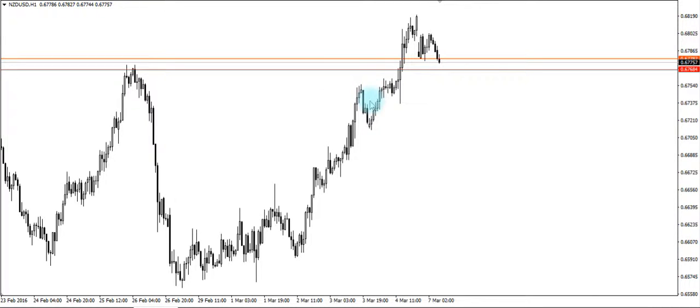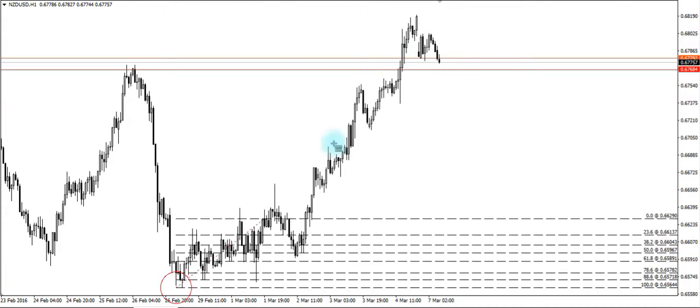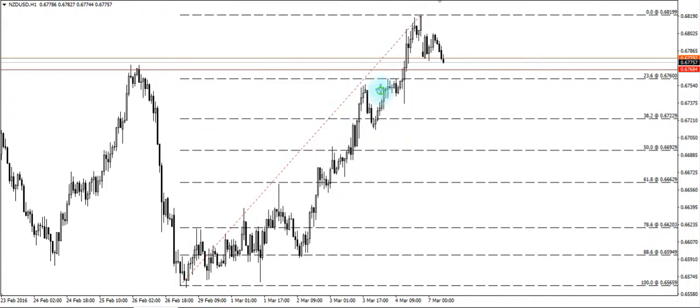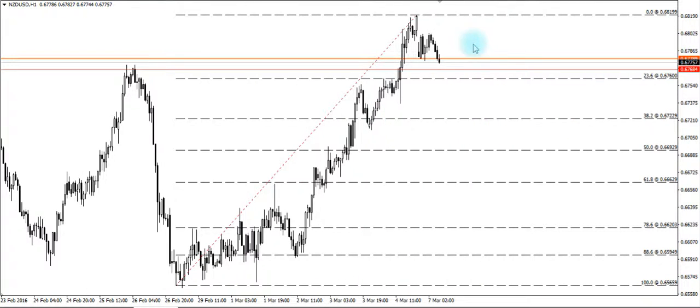So that's for the New Zealand dollar against the US dollar, but of course we can always use Fibonacci retracement. Maybe slightly a little bit lower will be at the retracement level of 23.6%, the price of 0.6760. That could be a good price to go for the buy as well. And that's for the New Zealand dollar against US dollar.